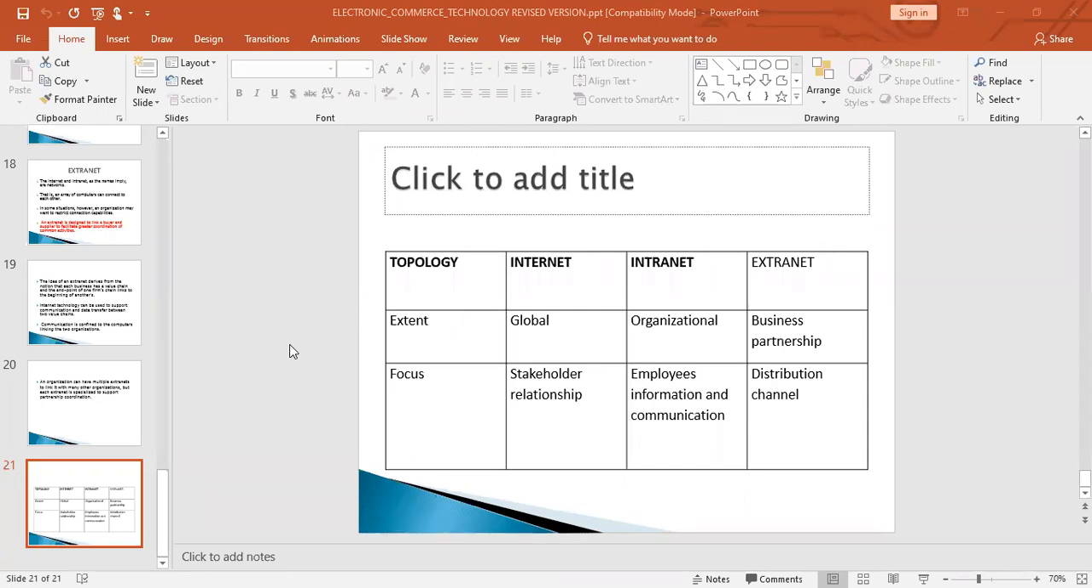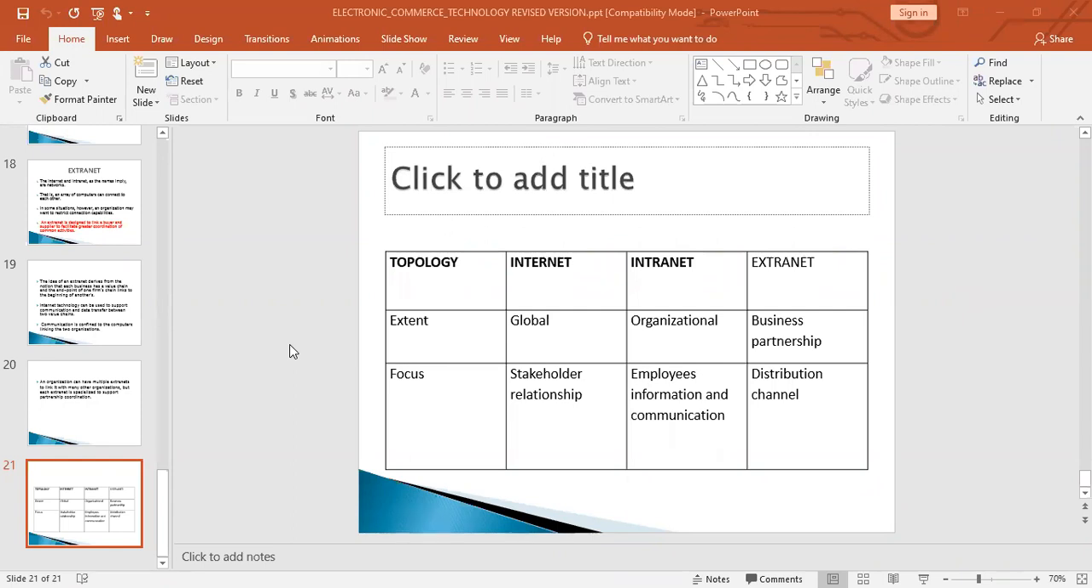Then we have the intranet. The extent of the intranet is organizational, and the focus is that only employees can have access, so employee information and communication. Then we have the extranet. The extent of the extranet is business partnerships, and the focus is distribution channel.